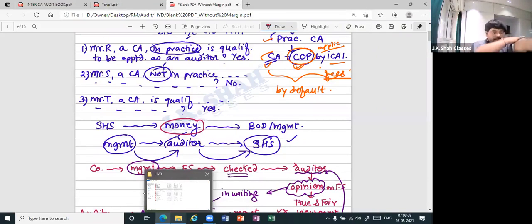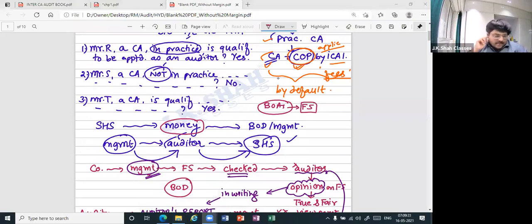By the way, when I talk about books of accounts and when I talk about financial statements, is there a difference? Many times they are used interchangeably, but my question is, is there a difference? There is. Books of accounts is a wider term, financial statements is a narrower term. From the books of accounts, you make the financial statements. Books of accounts includes everything.